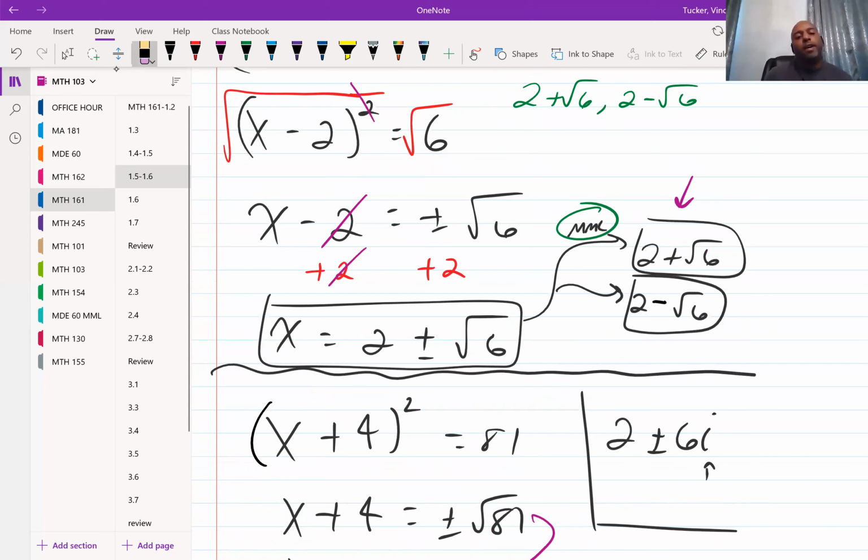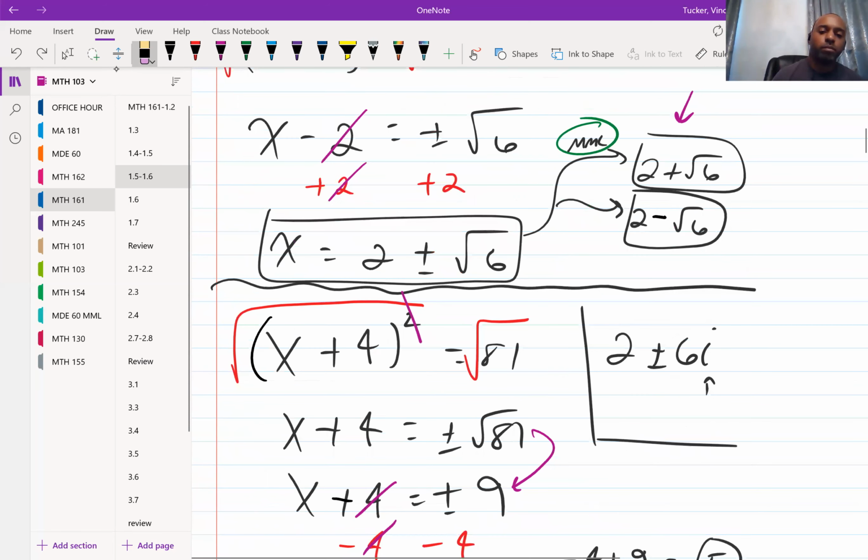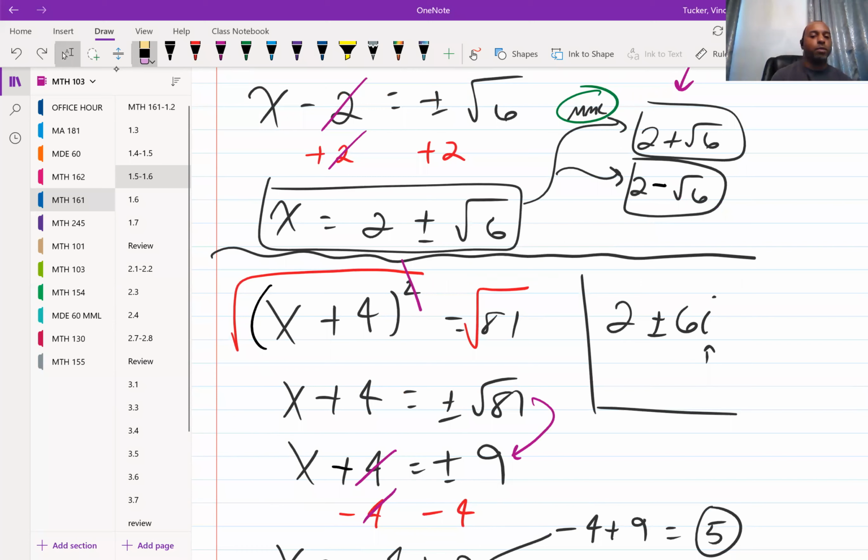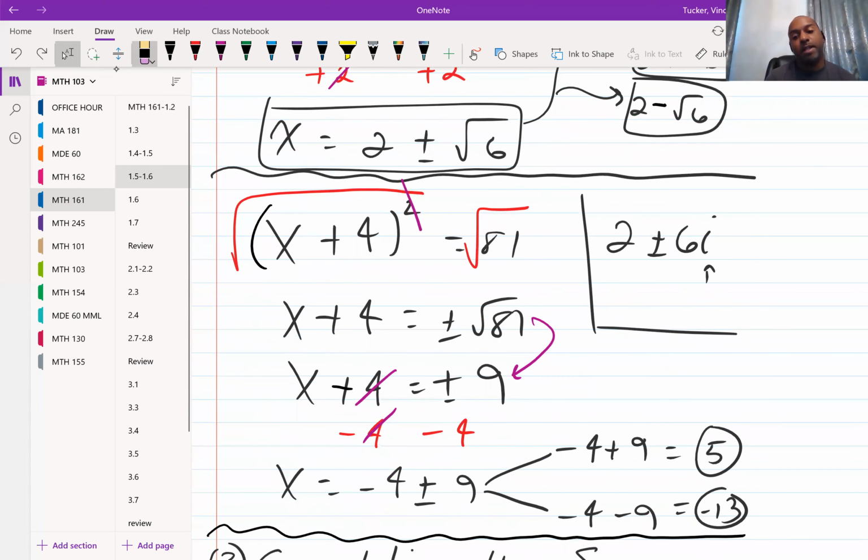All right. So we have a very similar situation to the last one. We have x plus 4 squared equal to 81. So you want to get the square off of x plus 4. So we're going to take the square root of both sides. That'll give you x plus 4 equal to plus or minus square root of 81. Square root of 81 is 9, but then we can also subtract 4 from both sides. And that's x equal to -4 plus or minus 9.